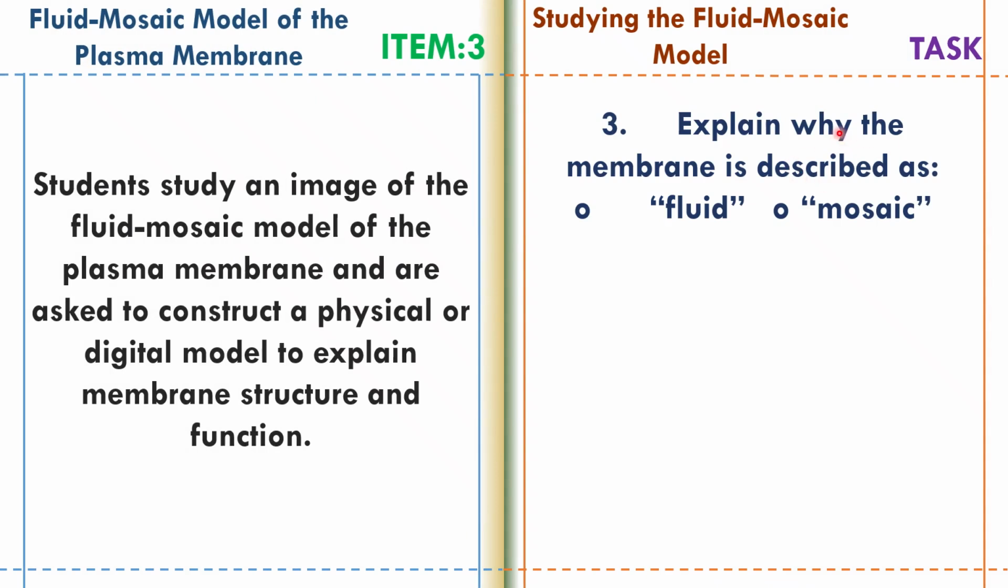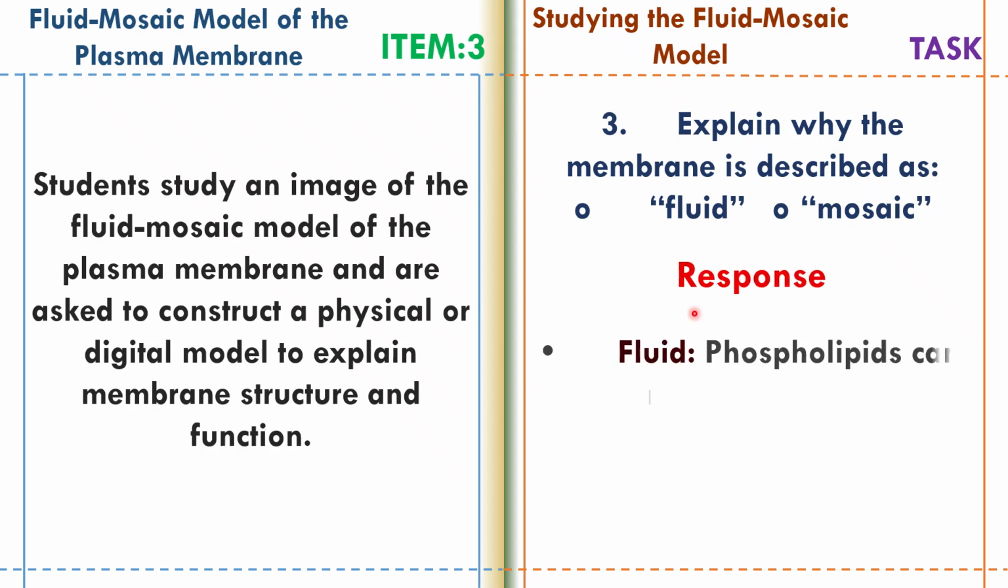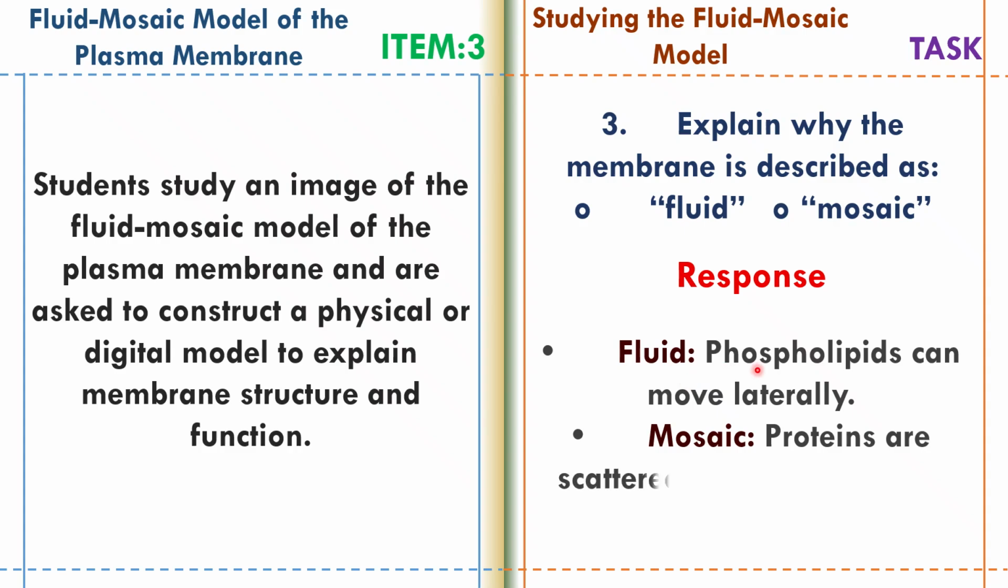Explain why the membrane is described as fluid, mosaic. Fluid because it contains phospholipids that can move laterally. Mosaic, proteins are scattered within the bilayer.